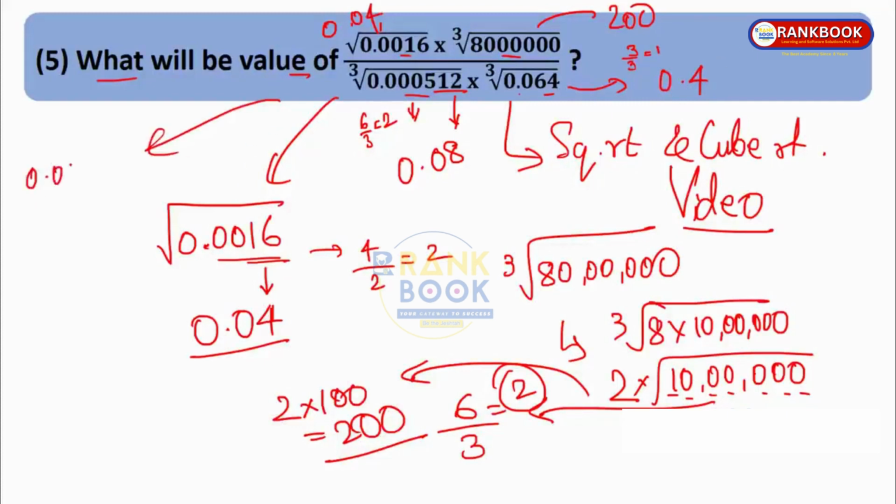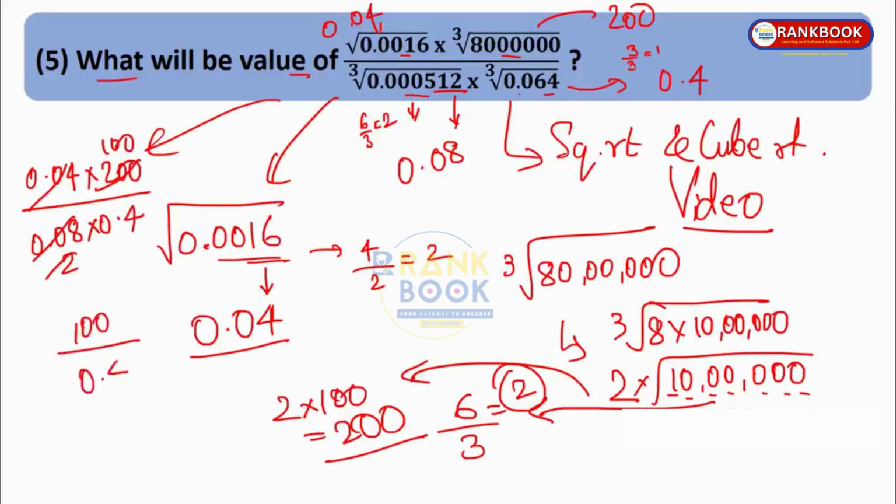What do we get? 0.04 into 200 divided by 0.08 into 0.4. This comes out to 2, this comes out to 100. So we have 100 divided by 0.4. That comes out to 250. This is the answer. Moving to question number 6.